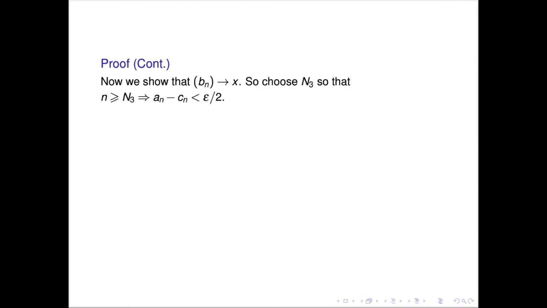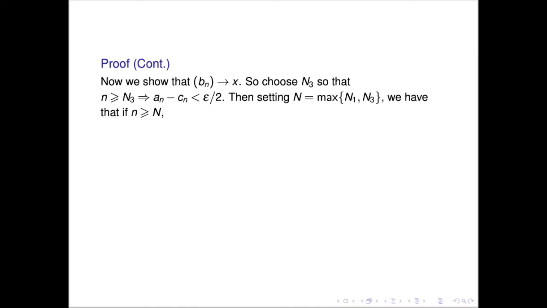So choose capital N sub 3 so that for n greater than or equal to N sub 3, we have a sub n minus c sub n is strictly less than epsilon upon 2. This is possible by what we just proved. Now recalling that capital N1 was chosen so that for all little n greater than or equal to capital N1, we have that the modulus of a sub n minus x is strictly less than epsilon upon 2. We set capital N this time to be equal to the maximum of capital N1 and capital N3.